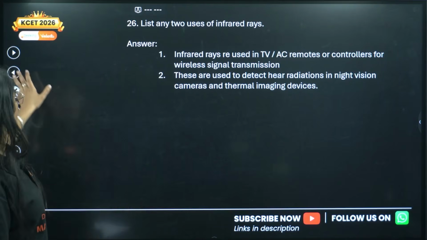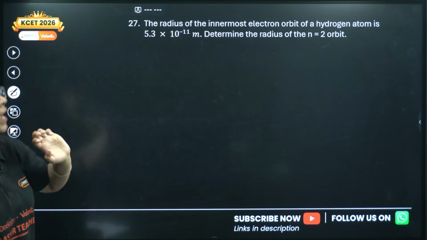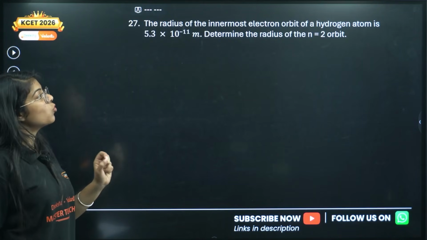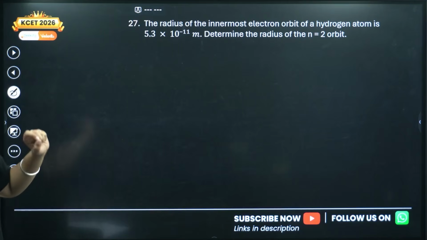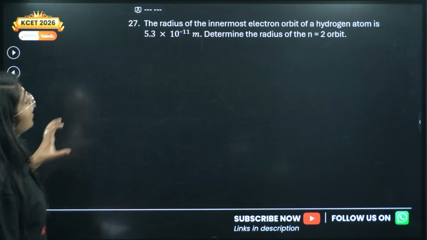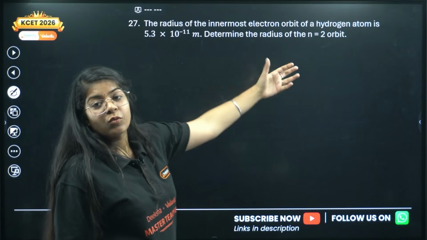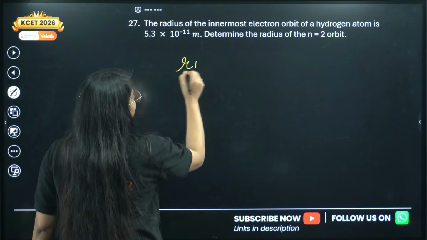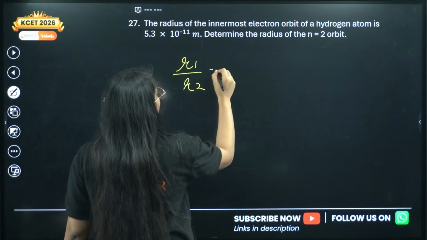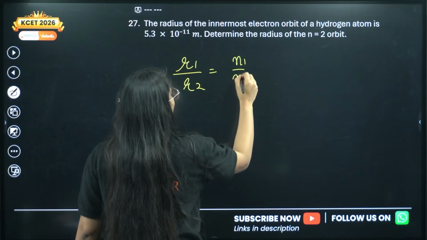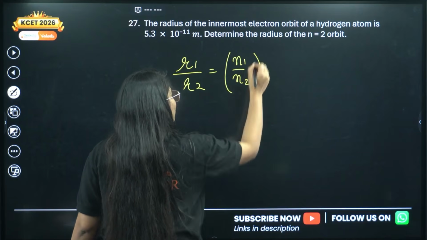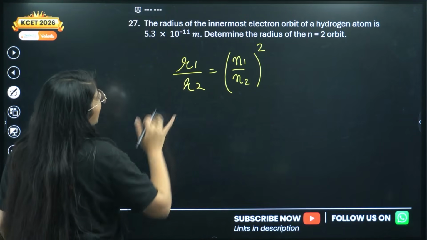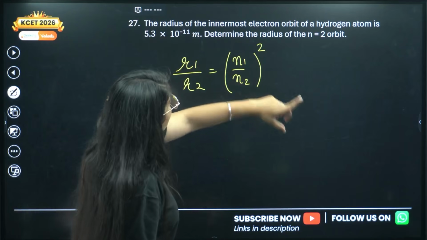Okay, moving on to the next, that is the 27th. The radius of the innermost electron orbit of a hydrogen atom is 5.3 into 10 raised to power minus 11 meters. Now determine the radius of the n equals 2 orbit. So we just need to know the relationship, that is R1 by R2 equals N1 by N2 whole squared. Don't forget this part. R1 is given, the radius of the innermost electron orbit.